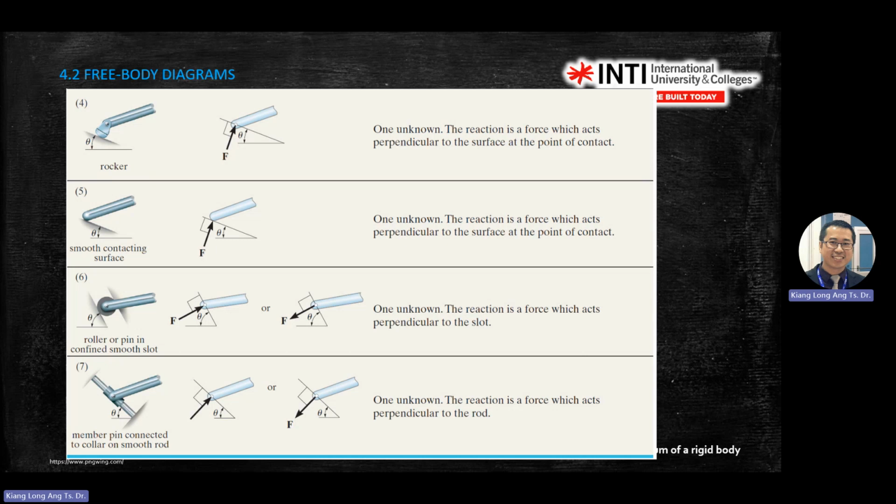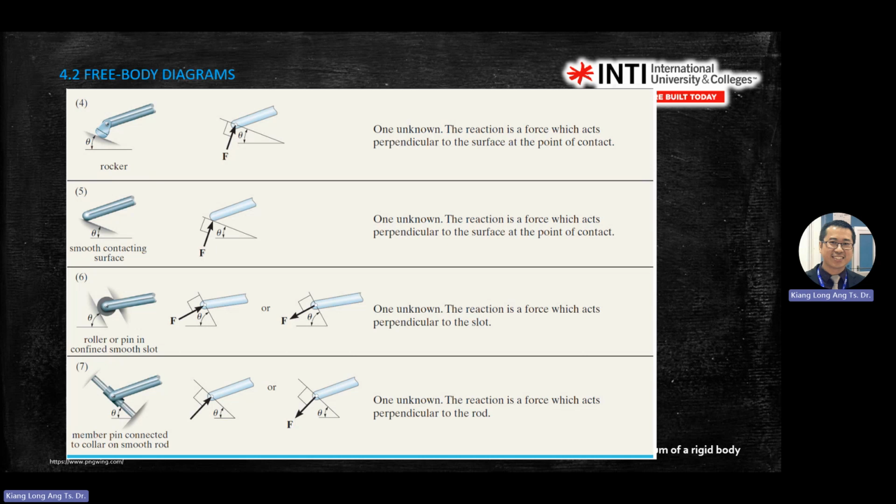Smooth contact surface. This one is also popular in questions most of the time. In question 2 of your test 1, you will see a smooth surface. If you see a smooth contact surface, no matter what kind of object it is, it can be rectangular like this. So let's say you have a rectangular or square object, and the question tells you that you have a smooth surface.